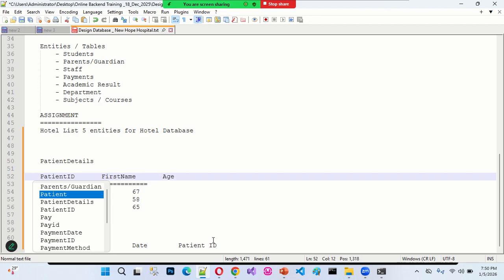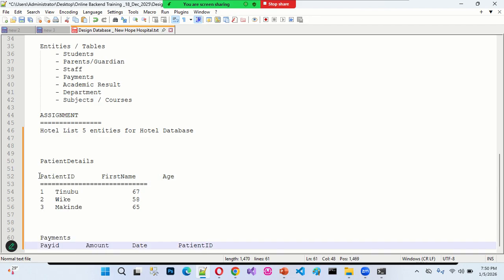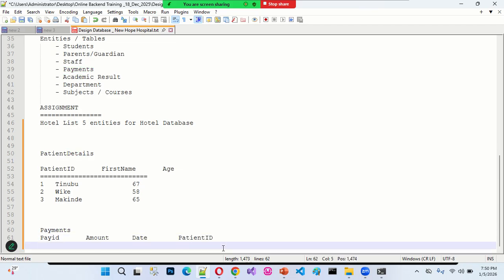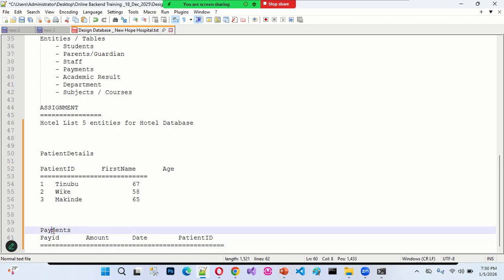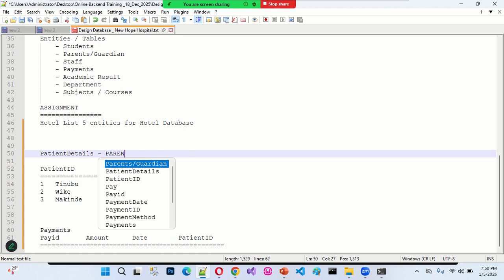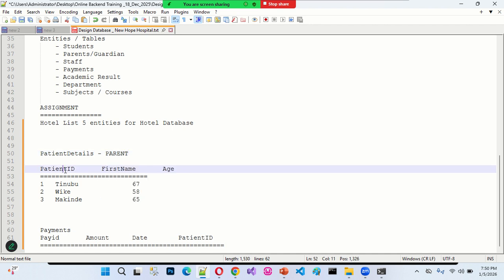So if you see something like this, it means the payment table and the patient table, the table that contains the patient record, they have what we call a relationship, simply because the patient ID exists in the payment table. So this patient table becomes what we call a parent, because the patient ID here is the parent, while this payment table here now becomes what we call a child table.